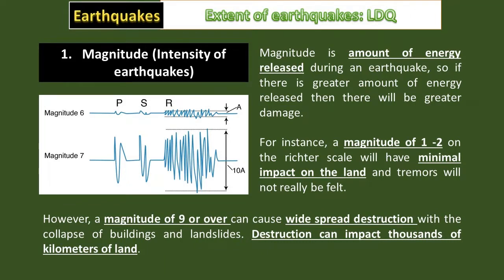The first factor will be magnitude, also known as the intensity of the earthquake. We have come across this term in Lesson 2, where we learned that magnitude refers to the amount of energy released during an earthquake. A bigger magnitude will have a greater impact on the land and the people compared to a small one.